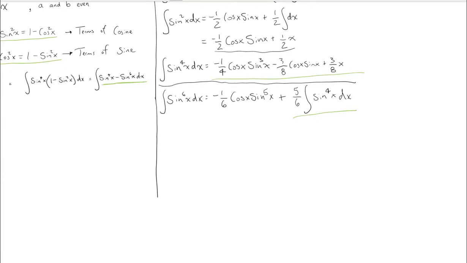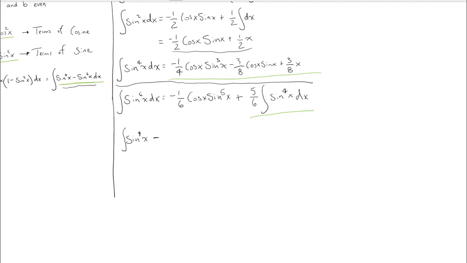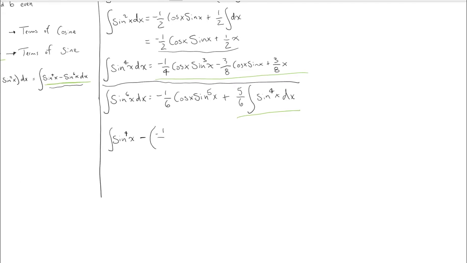So what we can do is we can now say that, okay, well, we have the integral of the sine to the 4th of x, and that's going to equal, well, that'd be negative times, or I'm sorry, this is not equal, this is minus the integral of sine to the 6th of x, which is just equal to negative 1/6 cosine of x sine to the 5th of x plus 5/6 times the integral of sine to the 4th of x dx.